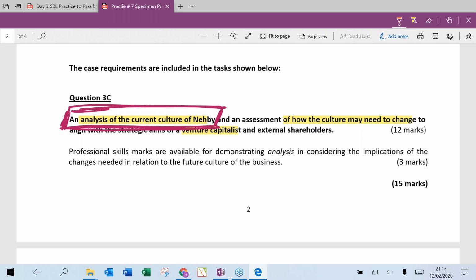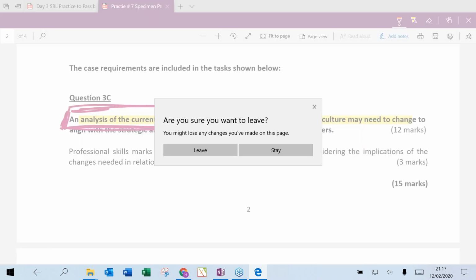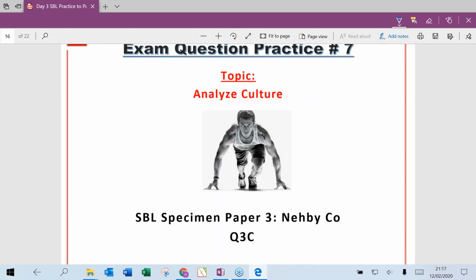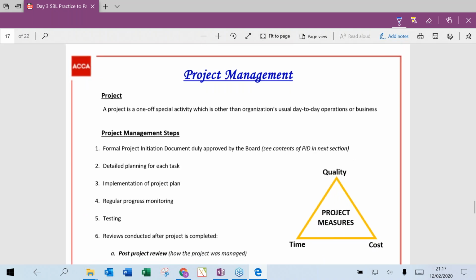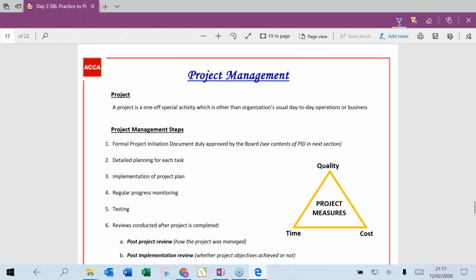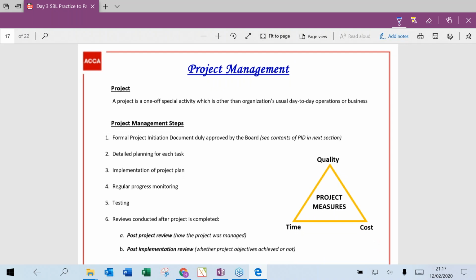Exactly, Ahmed. Right. So now you get an idea about culture. I want to move on to our last topic, which is project. Very, very important. So let me now close this one and move to project. Project also has been tested several times in your paper. Okay.